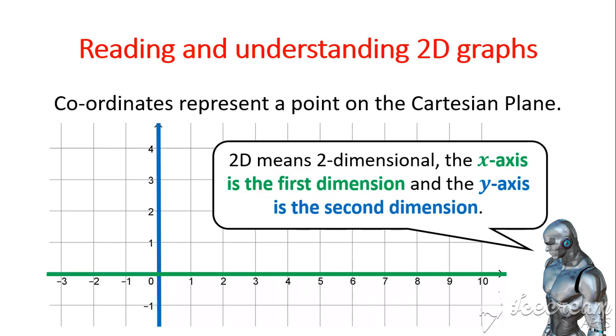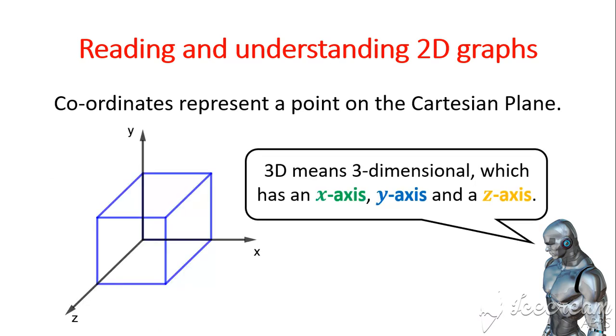So what we're going to do is now look at some 2D graphs and start to figure out how to understand and interpret them. But first of all, what do we mean by 2D? Well, 2D means two-dimensional. The x-axis is one dimension, the first dimension, and the y-axis becomes our second dimension. Now in this video, we're going to look at 2D graphs, but at some stage in our mathematics, we're going to introduce three-dimensional graphs. 3D means three-dimensional, and they have an x-axis, a y-axis, and then a z-axis.